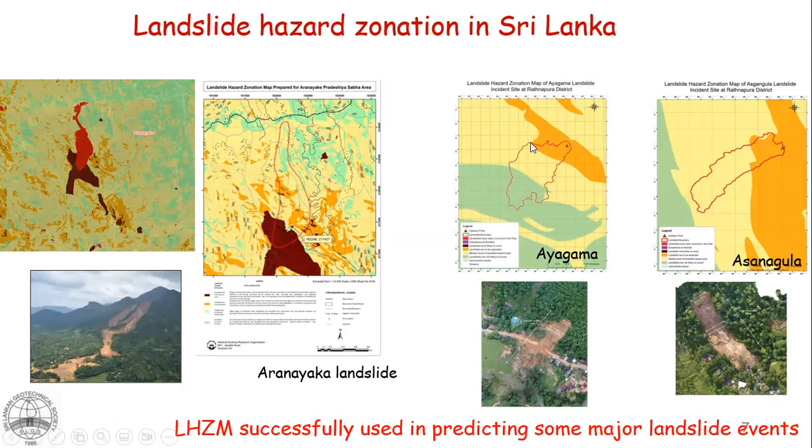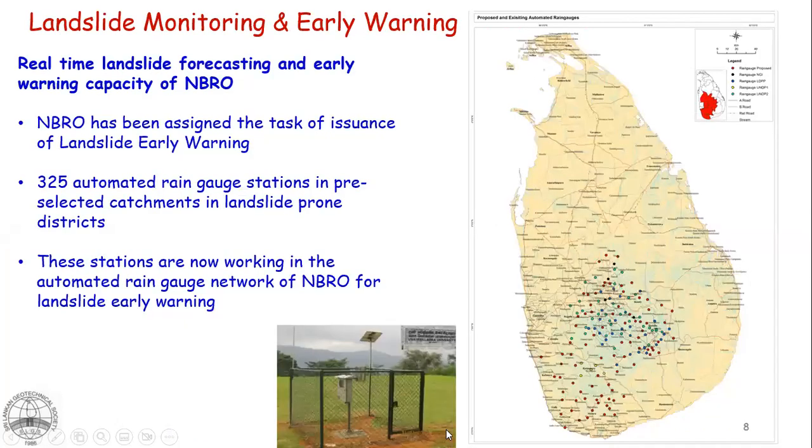The landslide at Ayagama was also identified in the hazard zonation maps. Similarly, in Asanagula, this is the initiation area, and what is marked in red is the complete flow path. So the initiation areas were identified.